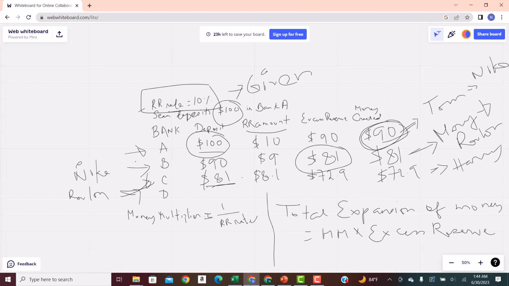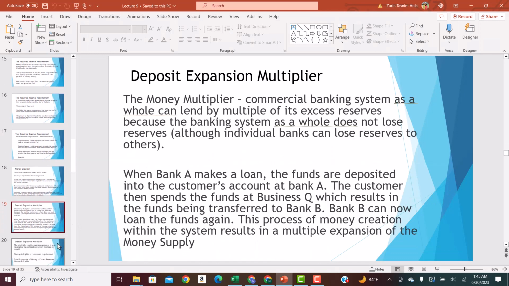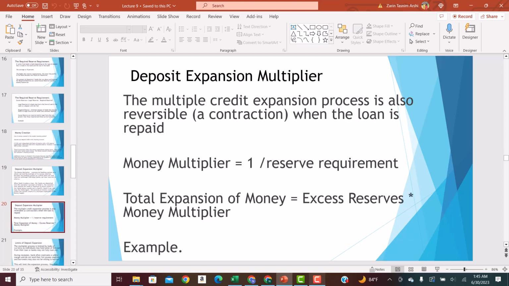So as economists, we want to know how this deposit will ultimately impact the money supply. How can we find out by how much the money supply will go up? Because Sean just deposited $100, how much is it going to increase the money supply by? So there is a process for that. The process is, first we find out the money multiplier. The money multiplier means the commercial banking system as a whole can lend by a multiple of its excess reserve, because the banking system as a whole does not lose reserve. That is what's happening here.